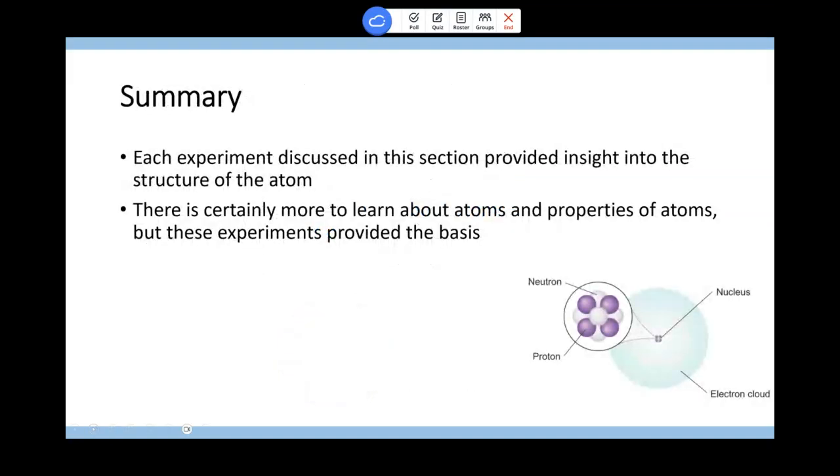Okay, so these experiments provide insight into the structure of an atom. There's certainly more to learn about atoms and properties of atoms. Actually, at the point of that last experiment, the neutron hadn't been discovered yet. That was discovered later. And we'll learn more about atoms, but this is a good representation of having our small nucleus with neutrons and protons, and then this electron cloud where those tiny electrons can exist.